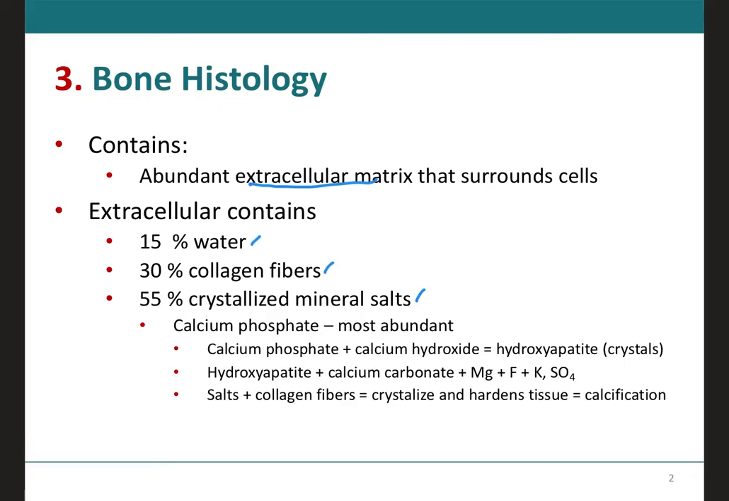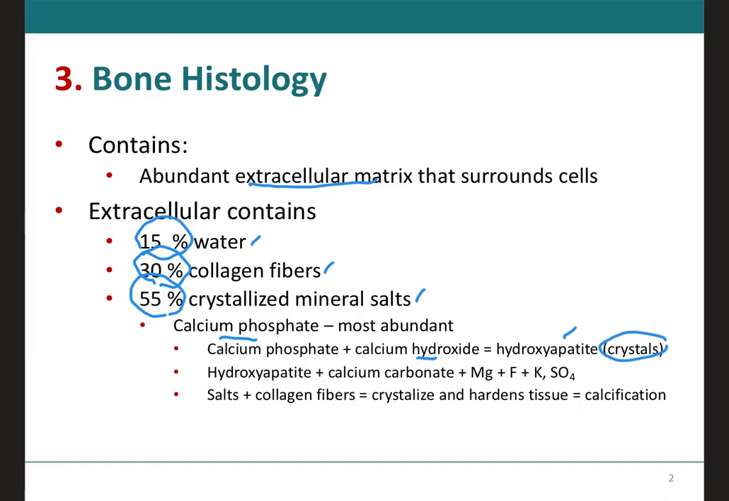With regards to the composition of the extracellular matrix, I know we talked about what's going to be in them, but more specifically, it will contain 15% water, 30% collagen fibers, and the rest, which is 55%, will be these crystallized mineral salts. Most of the mineral salts are going to be calcium phosphate, which will combine with calcium hydroxide to form these crystals that are then called hydroxyapatite.